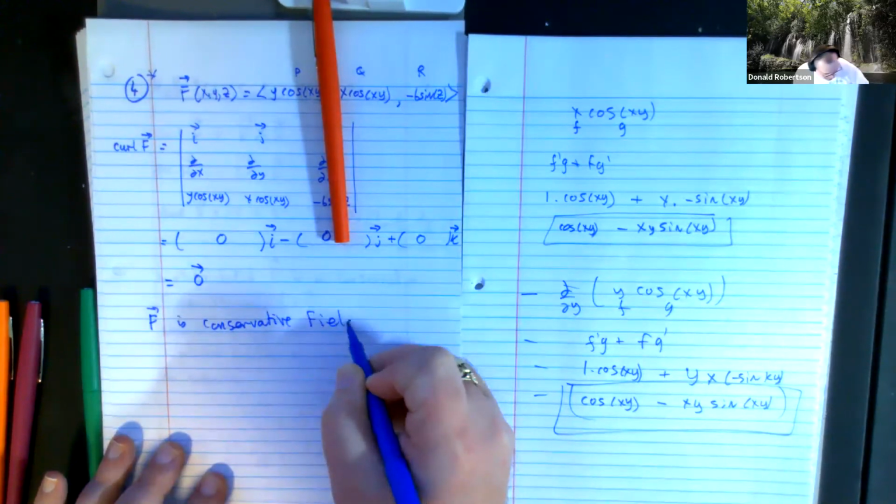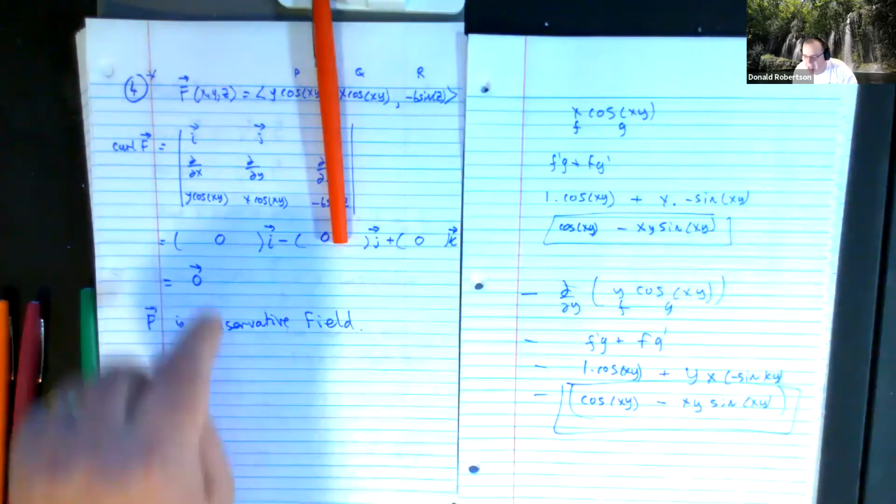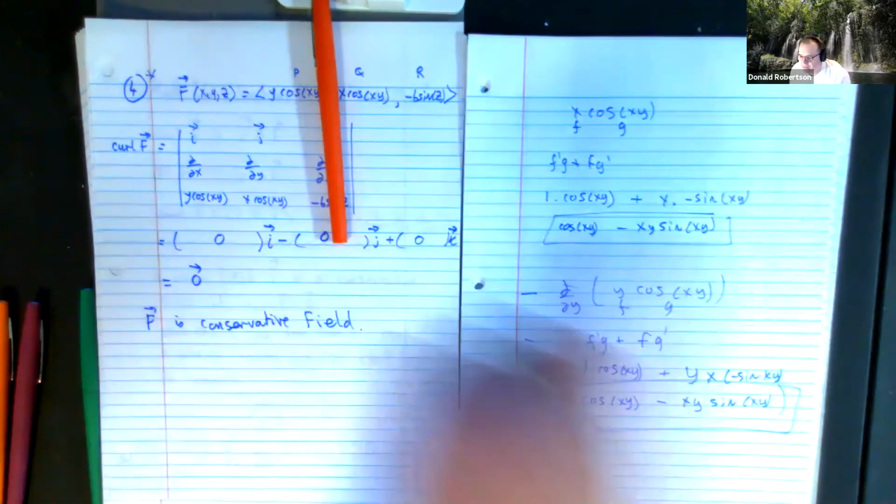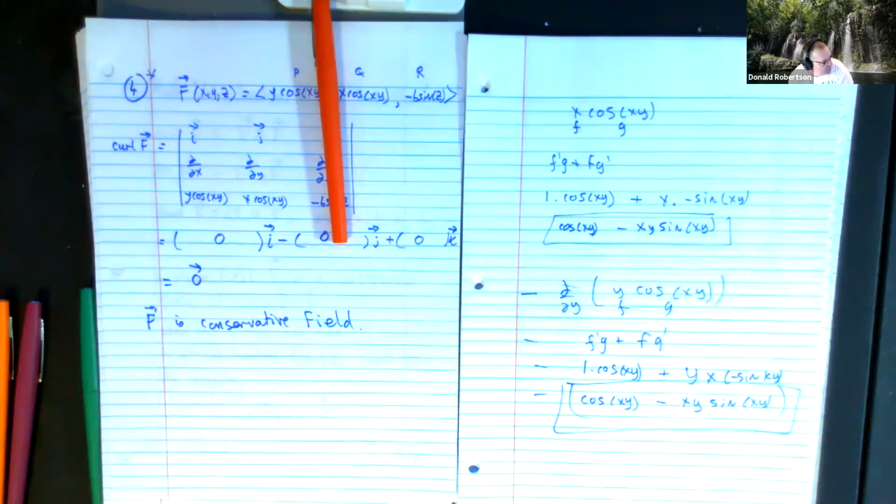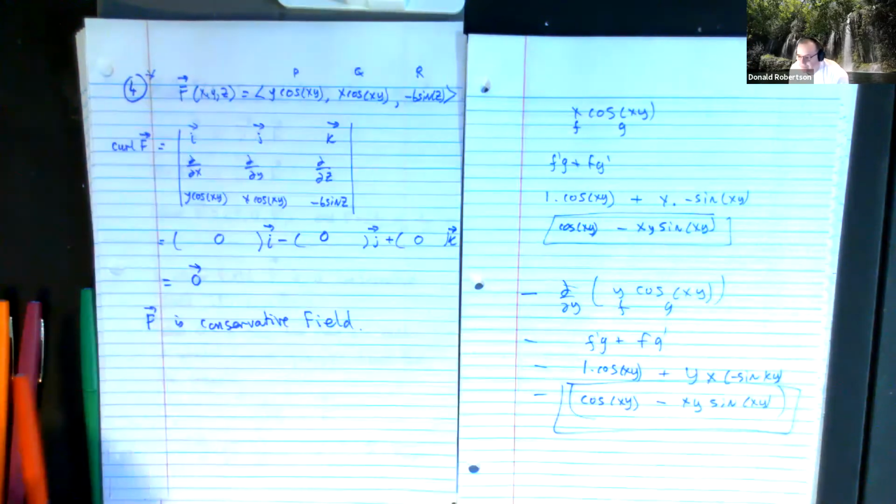If it wasn't, I'd get 0, 0, x sine y or something, right? I'd get something that wasn't 0, in which case you're meant to write in the letters DNE. So it is possible that you're going to get a question like this where it's not a conservative field.